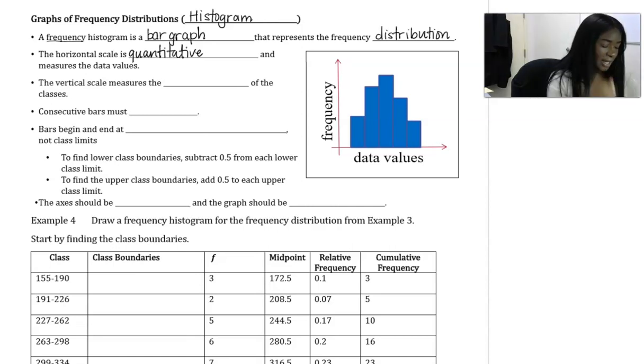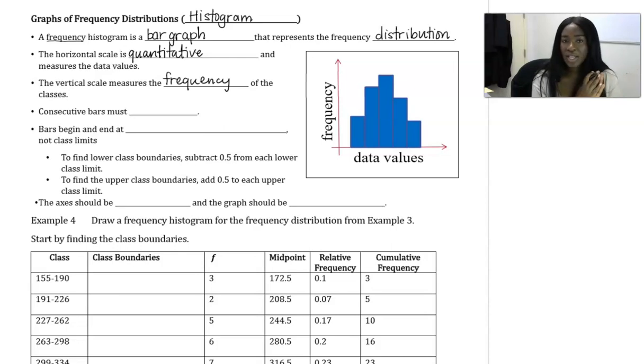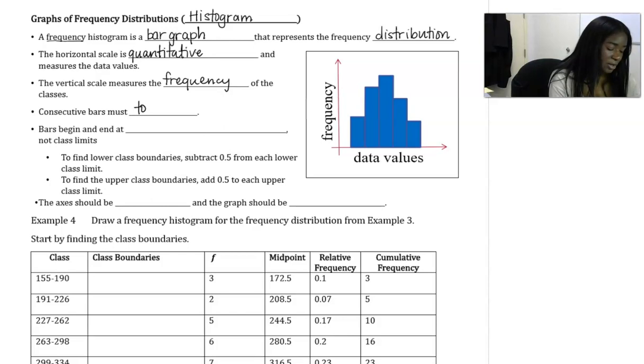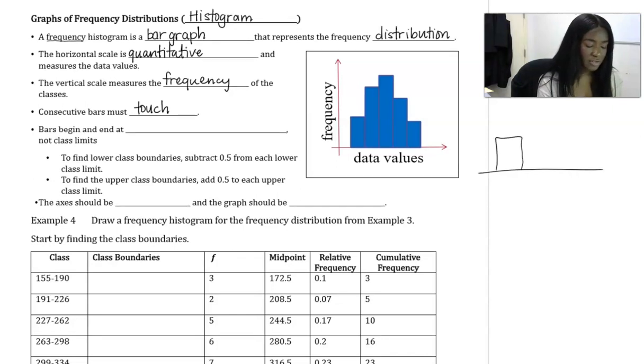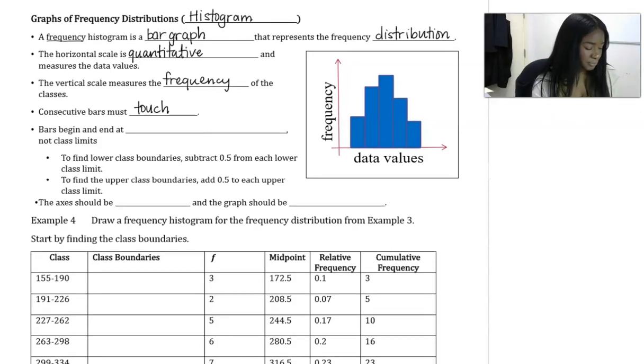The vertical scale on a histogram measures the frequency of the classes. So each bar represents one of the classes, and how high that bar goes tells us the frequency that that group, that class had. In a histogram, consecutive bars must be touching. All that means is that bars next to each other need to be touching. The graph should not look like this. You see how these bars aren't touching? The bars should actually all be next to each other and touching.